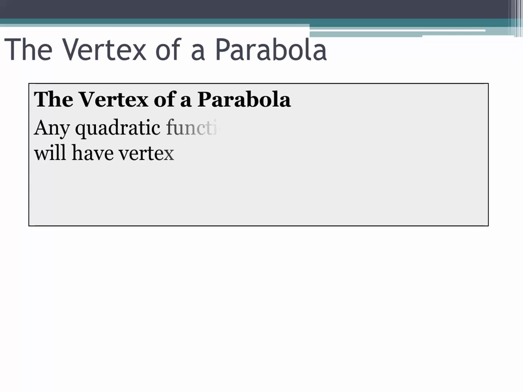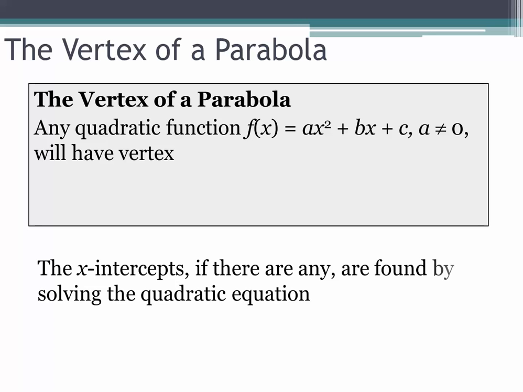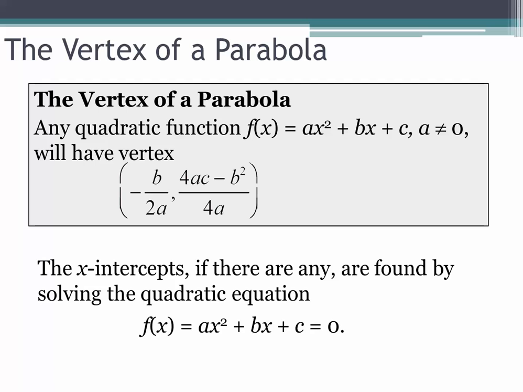The vertex is a very special point and has a very special meaning. As I mentioned before, the x-coordinate of the vertex can be found by negative b divided by 2a, and the y-coordinate can be found by plugging that x value back into the function.